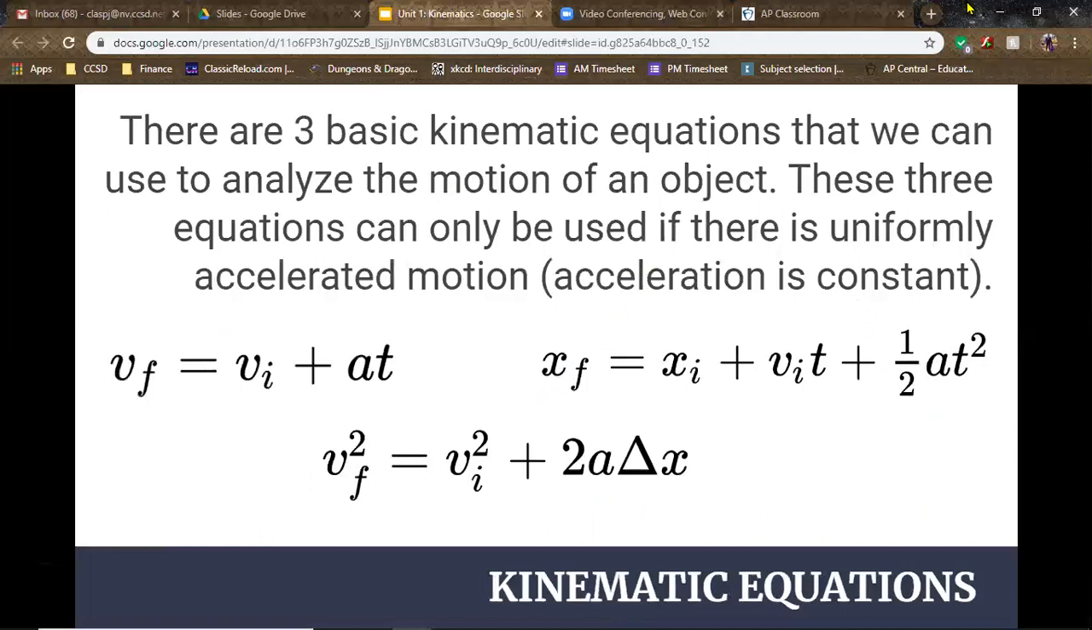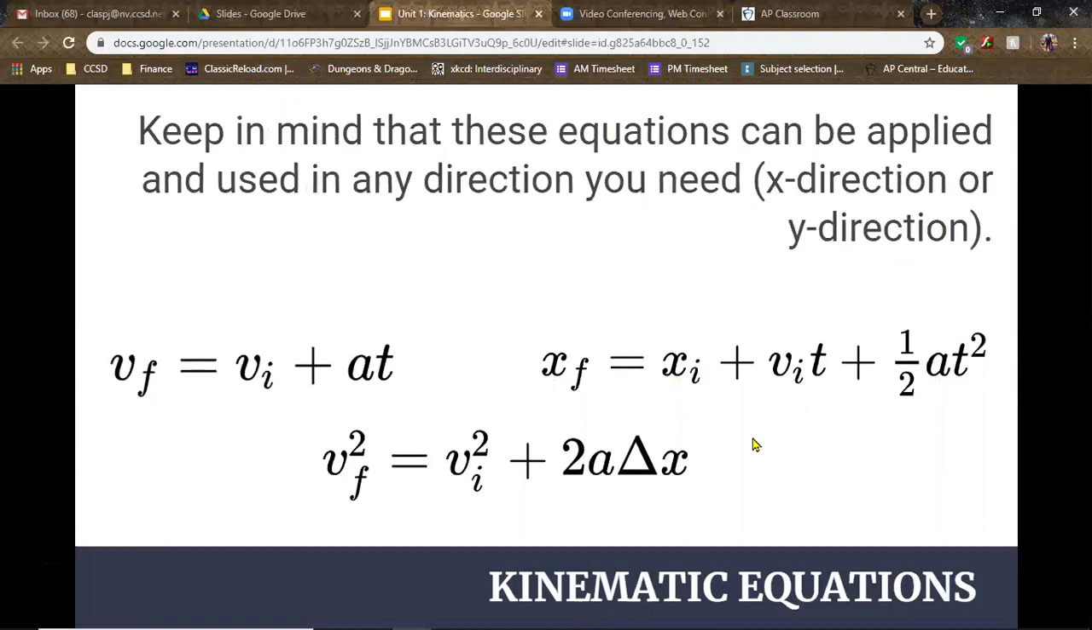There are three basic kinematic equations that we can analyze. These three equations can only be used if you have uniformly accelerated motion. The acceleration has to be constant, all right? But you've got these three basic equations. Keep in mind, for example, this one uses an x. That's how it shows up in your equation sheet. These can be applied to any direction. So I can change this to y final equals y initial. I can change this to a delta y. So I can apply these equations to either the x or the y direction, and that's fine.